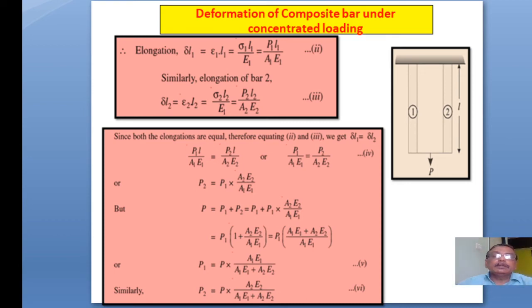Now in both cases, the elongation or deformation due to the load P remains the same. So delta L1 is equal to delta L2. That means P1 L1 upon A1 E1 is equal to P2 L2 upon A2 E2. We have to solve these equations, and so we can calculate the load carried by bar 1, that is P1, and the load carried by bar 2, that is P2.